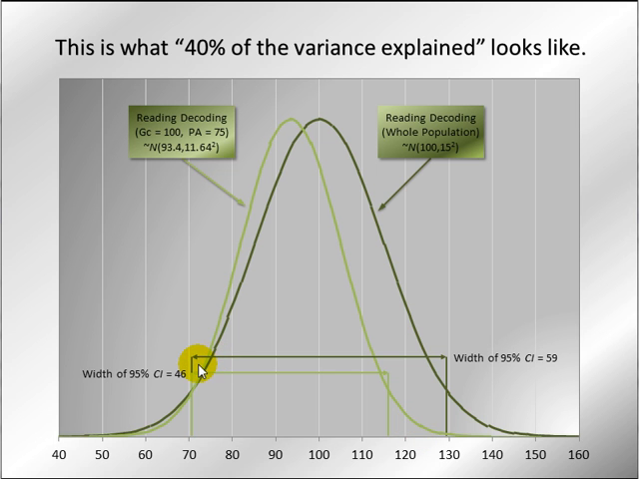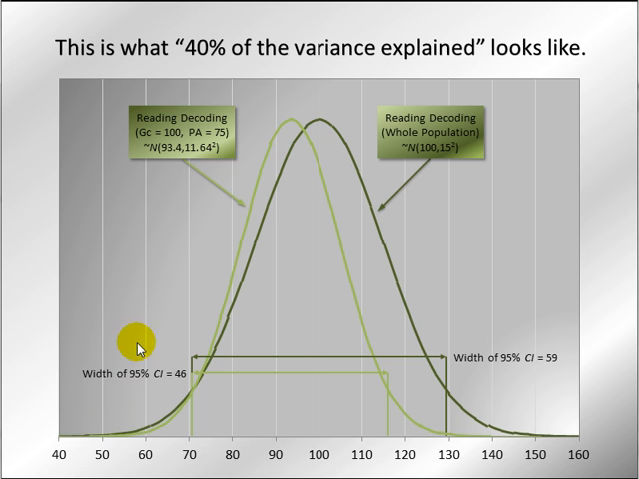In the whole distribution, 95% of the scores fall between these two lines, approximately 70 to 130, a little less. The width of the 95% confidence interval is 59 points, approximately 4 standard deviations wide. If we happen to know the score for GC and PA, the 95% confidence interval is narrower, but not a lot narrower. So the mean of the whole population in reading decoding is 100.